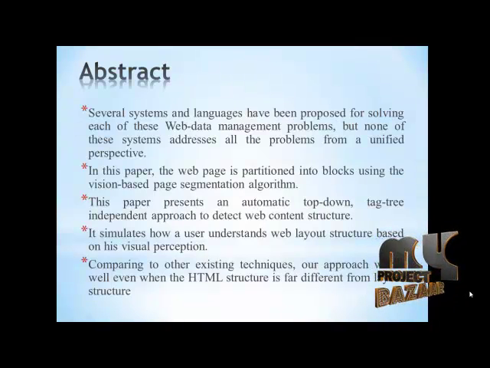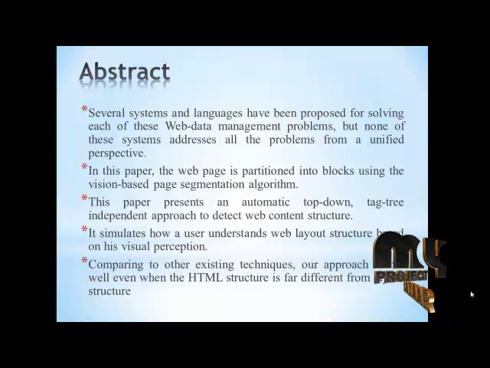Several systems and languages have been proposed for solving each of these web data management problems, but none of the systems addresses all those problems from a unified perspective. Thus, in this paper, the web page is partitioned into blocks using the vision-based page segmentation algorithm. We also present an automatic top-down, tag-tree independent approach to detect web content structure. It simulates how a user understands web layout structure based on his visual perspective. Compared with other existing techniques, our approach works well even when the HTML structure is far different from the layout structure.